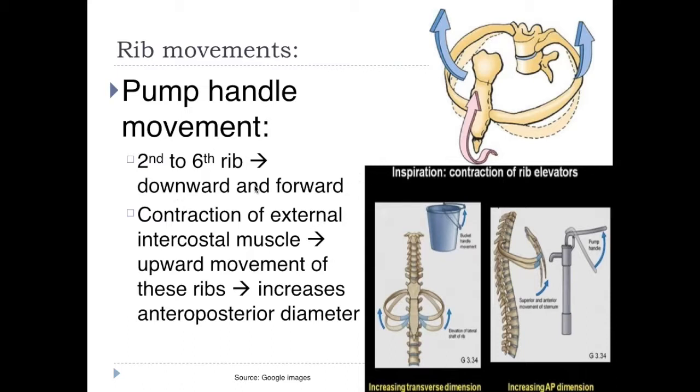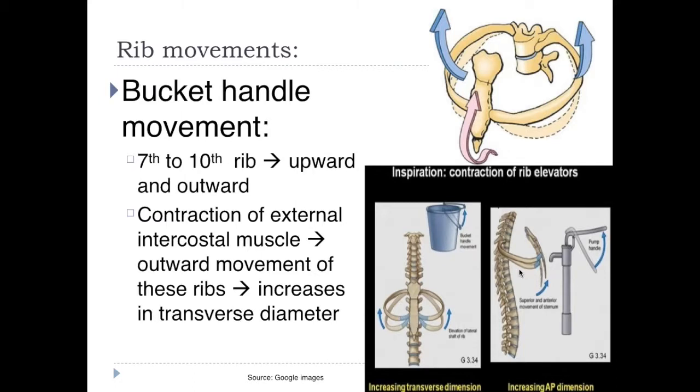Second to sixth ribs, they slope downwards and forward. On inspiration, they move upward and assume a more horizontal position. Because of this movement, there is an increase in the antero-posterior diameter. Here you can see, like the movement of the handle of a pump, there is movement of the rib, and that results in an increase in the antero-posterior diameter.